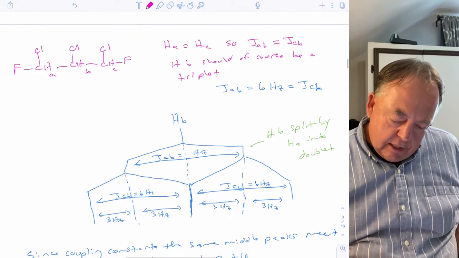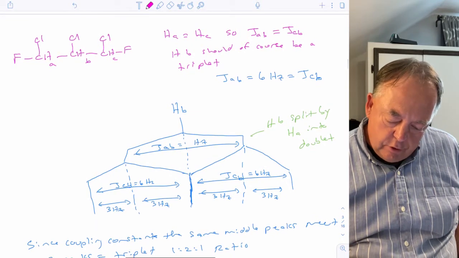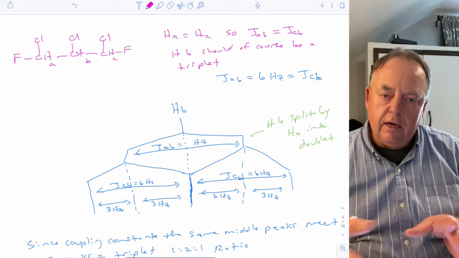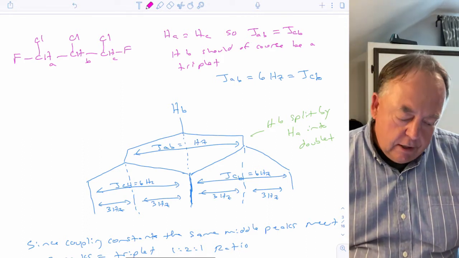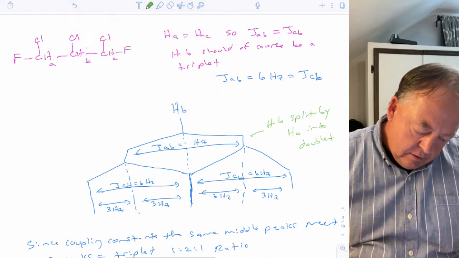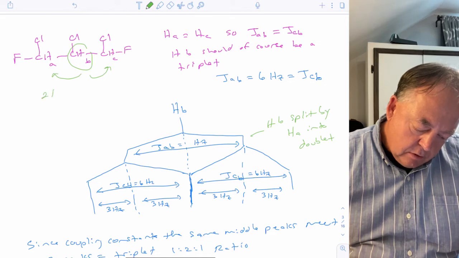Okay, let's take another example. We'll use 2 or 3 more examples to illustrate the use of these splitting tree diagrams and how they can be used to figure out what your spectra is going to look like. So if we took this molecule and just focused on HB, it's got a neighbor there and a neighbor there, so 2 neighbors.